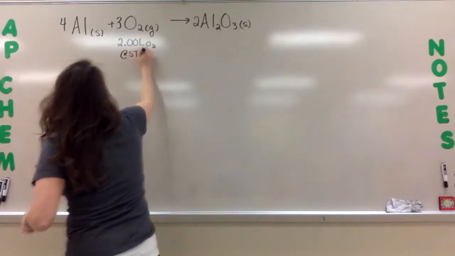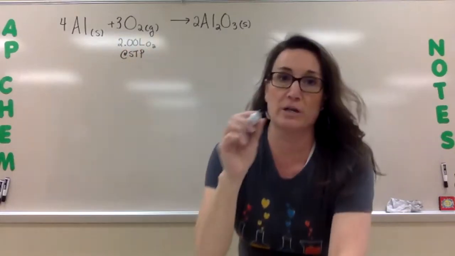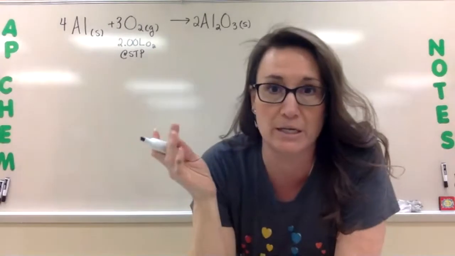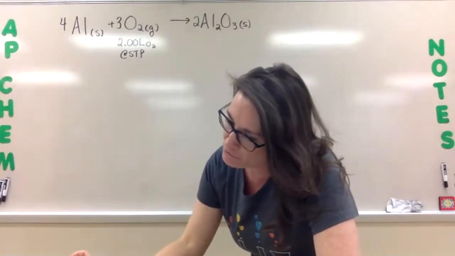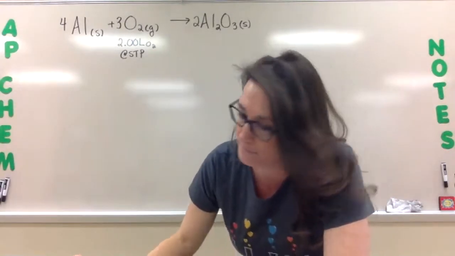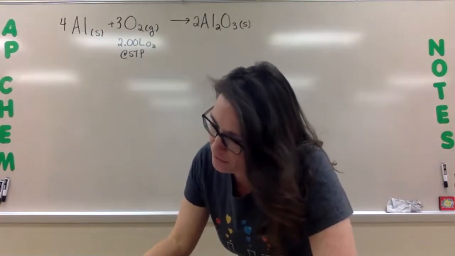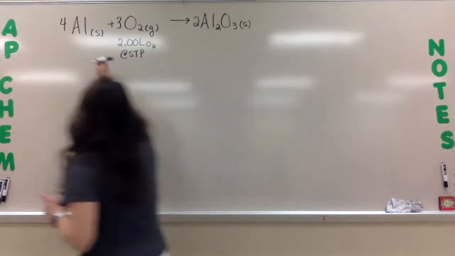Now I'm going to show you how to do this problem 2 ways, which is something you wouldn't do on the exam, but I want you to pick which one you like. At STP, standard temperature and pressure, it reacts completely with a certain aluminum amount. So we don't know this aluminum amount.